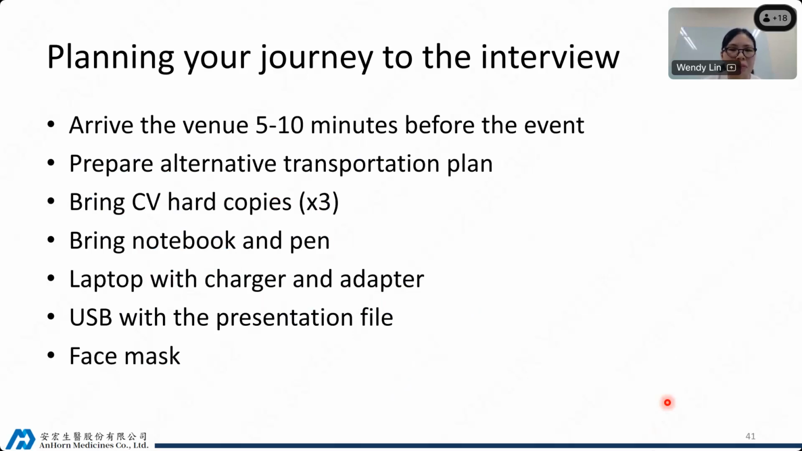And for some companies, they probably will ask you to bring a presentation. So be sure to bring your laptop, your notebook and pen, and also your documents on a USB drive. For example, for our company, we will ask the researcher to give about a 10-minute presentation to share about their research experience. That's a typical format for my company. And in the past, during the COVID-19 period, we would suggest the candidate wear a face mask. Now there is no issue at all, but you can still prepare for it if they ask you to put on a face mask.